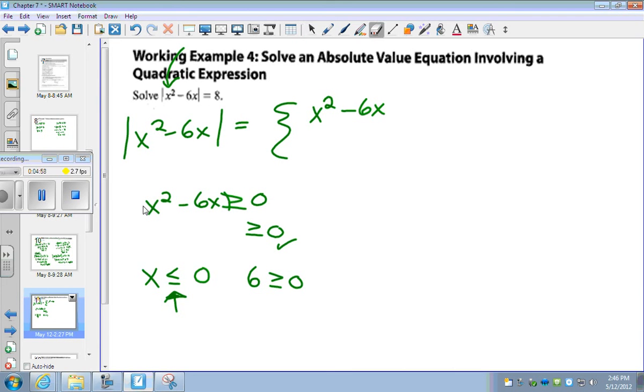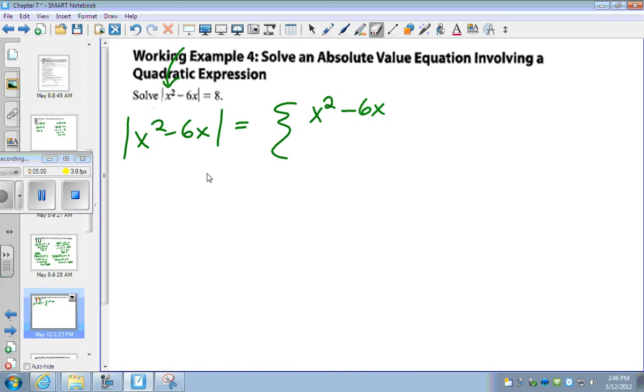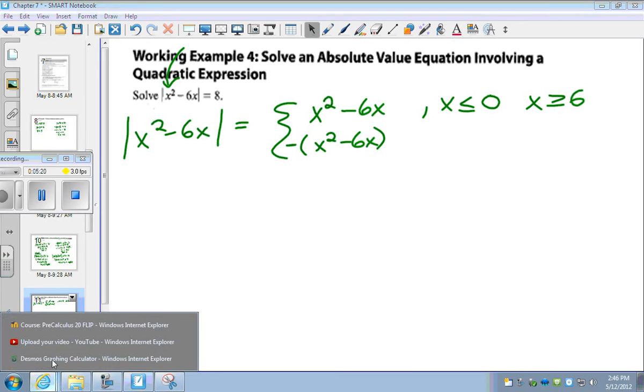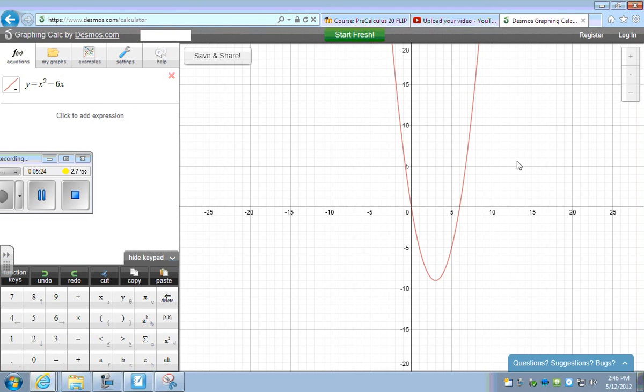So I know that this graph is positive whenever x is less than 0 and whenever x is greater than or equal to 6. The absolute value graph now is the negative of x squared minus 6x. That's when I reflect it. So if I quickly go back to my graph, the part of the graph that would be reflected is this part right here, this whole negative area, right? If it was absolute value, it'd come up.